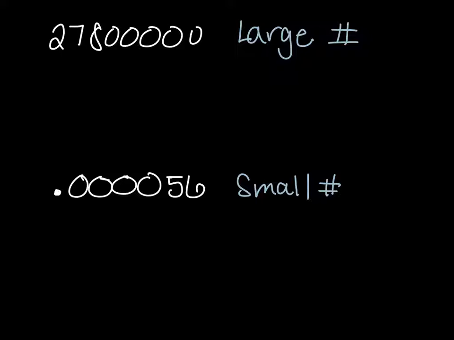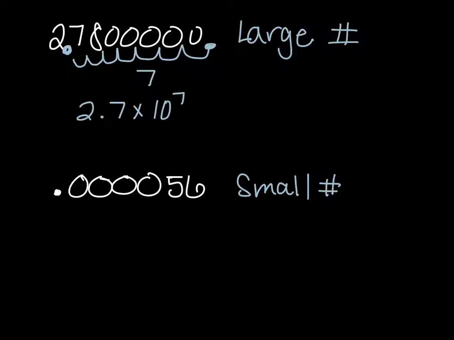So the decimal point of a large number is right here, and I need it to be so that there's one number to the left. So I'm going to count 1, 2, 3, 4, 5, 6, 7 spots to get to where I need my decimal to be. So my final answer in scientific notation is 2.7 times 10 to the 7th.